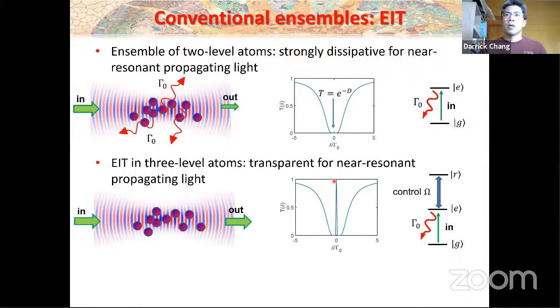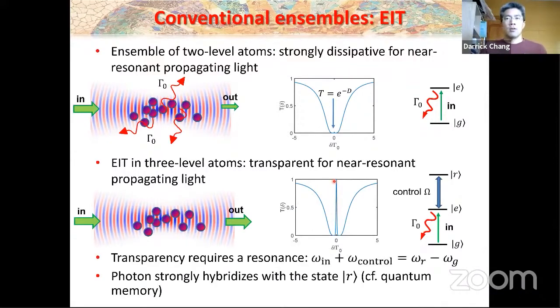EIT in itself is a pretty rich field, and I don't really have time to get into all the details. But for the purposes of understanding what's to come, you basically just need to remember 2 things. The first is that this transparency requires a resonance condition. In particular, the sum of the frequencies of the incident photon and this control field has to match the frequency difference between the R level and the ground state G level.